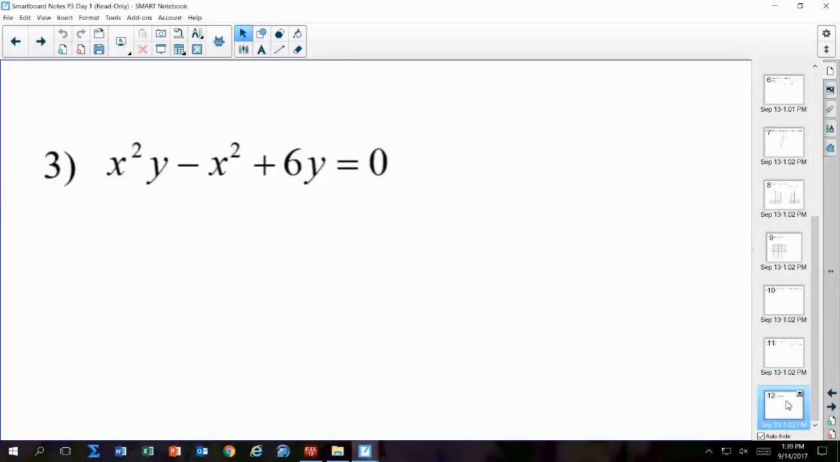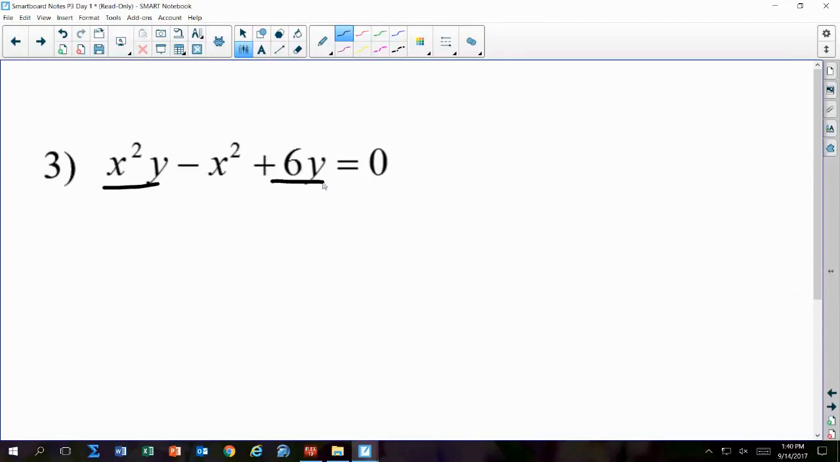Okay. Number 3, we have this crazy thing. How am I going to determine if that's a function? Solve it for y. Get it into a calculator-friendly form so you'd be able to graph it on your calculator and use the vertical line test. Okay? So the idea is I want y equals. So I'm going to collect these terms that have a y in them, and I'm going to keep them on the same side as the equal sign.